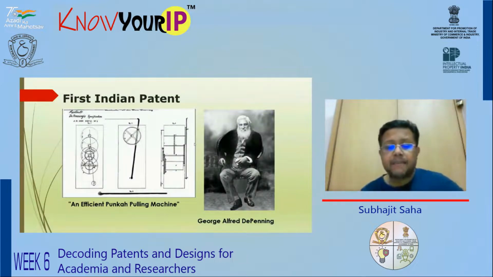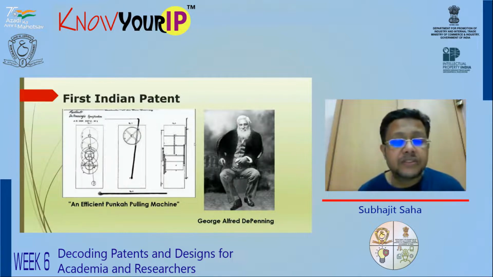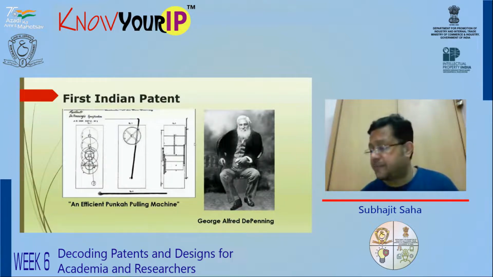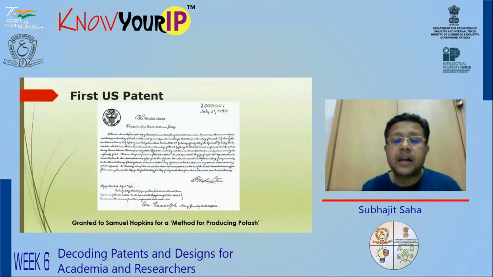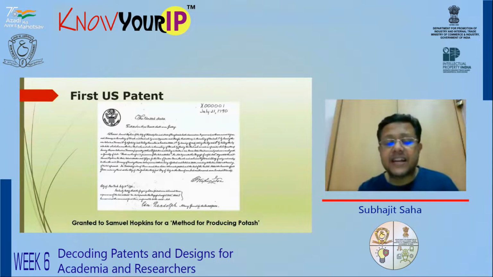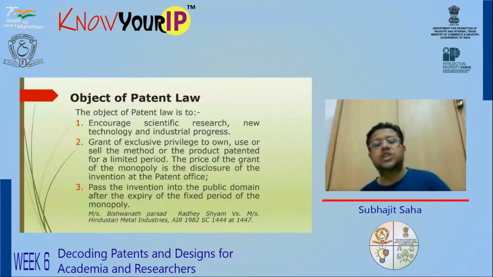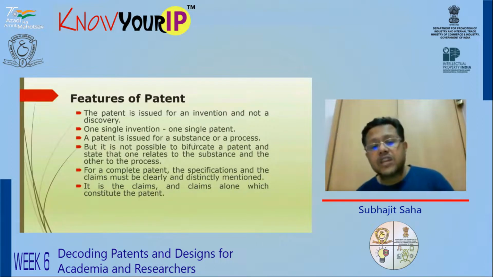And then if you see the Indian patent regime, I think way back in 1890 we had the first patent, the Panka pulling machine, by Alfred Depening. And Alfred Depening chose to become a very good law firm. They found value in protecting inventions rather than getting inventions churned out. And then the first US patent in 1790 was granted to Samuel Hopkins for a method of producing potash. So the objects of patent law are to encourage scientific research, grant exclusive privilege, and pass the invention into the public domain. And a feature of a patent is that it is only for one single invention.